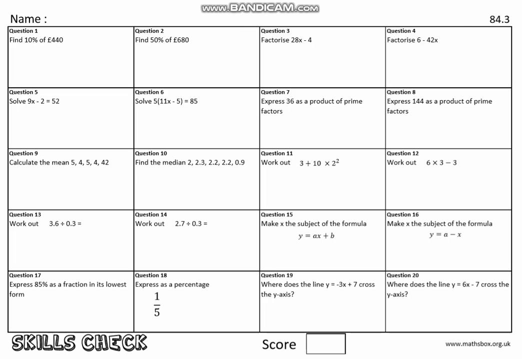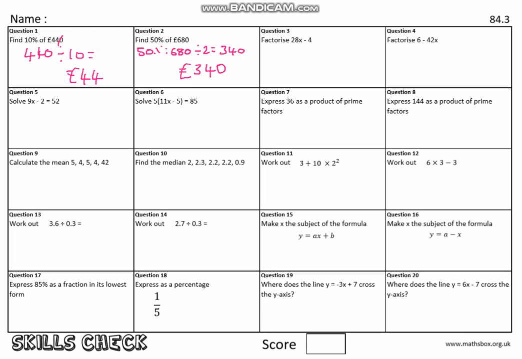So it says find 10% of 440. To find 10%, because obviously a percentage is out of 100, all we have to do is 440 divided by 10. So we just cross off that 0 and we have 44. Okay, so the answer to that one is £44. The next one says find 50% of £680. So to find 50%, all we have to do is divide by 2. So we'll do 680 divided by 2 equals 340. And that's our answer, okay? So £340 is 50% of 680.